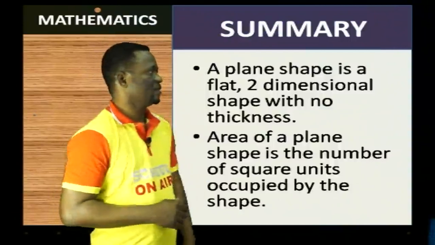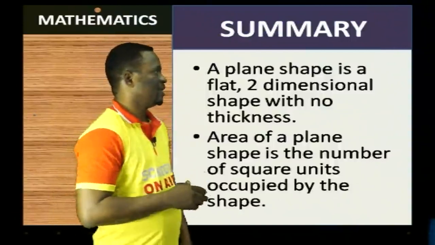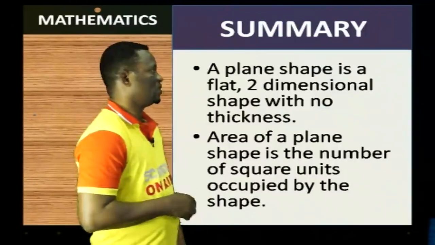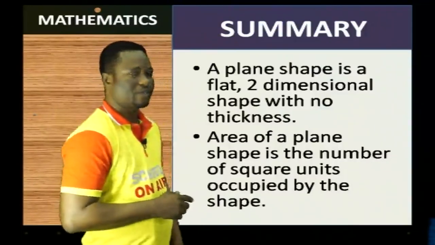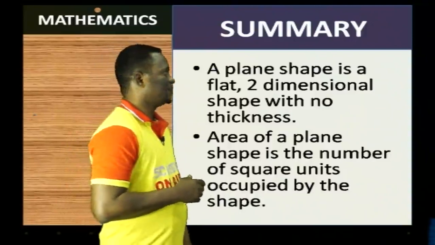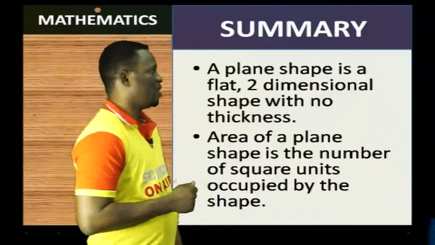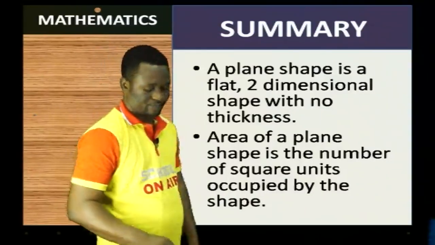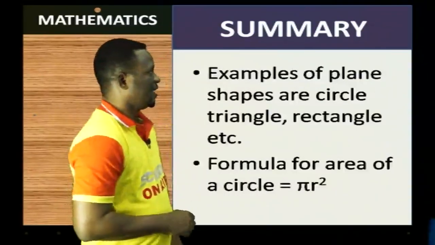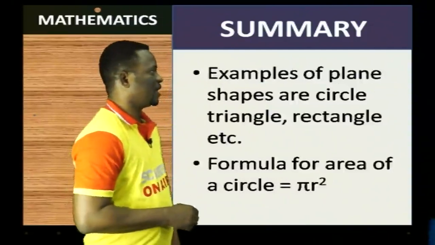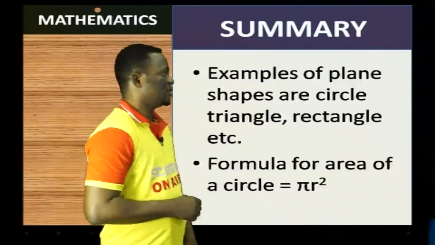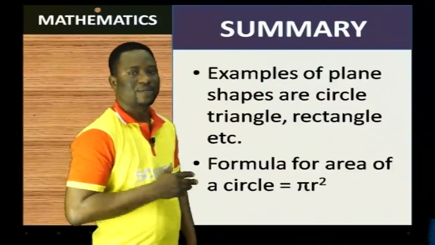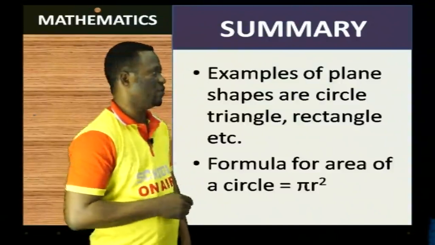Now, summary on what we have done so far. A plane shape is a flat two-dimensional shape with no thickness. This we have explained. Another one, area of a plane shape is the number of square units occupied by the shape. Examples of plane shapes are circle, triangle, rectangle, etc. As I've said, the examples are many, but these are just few.